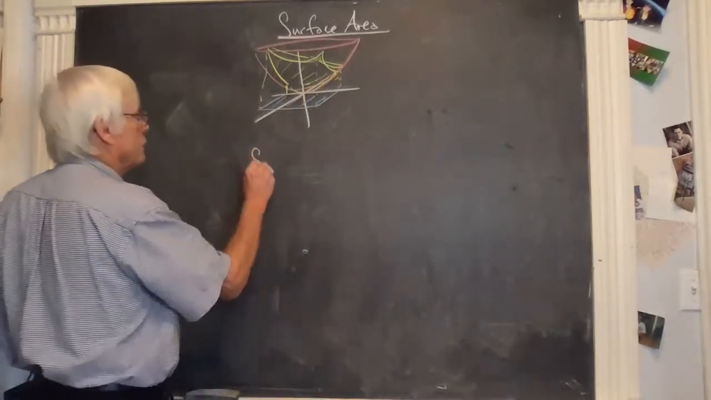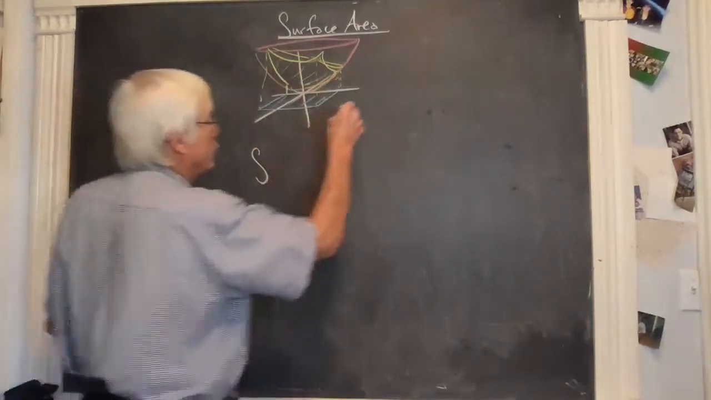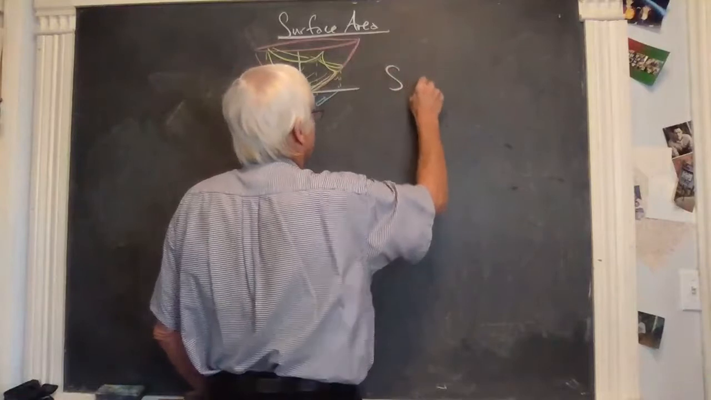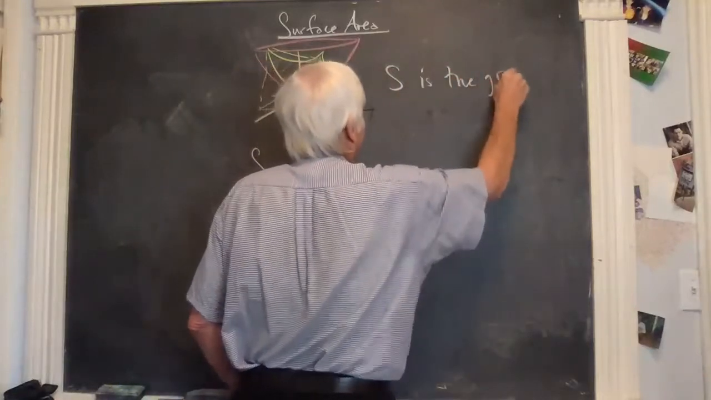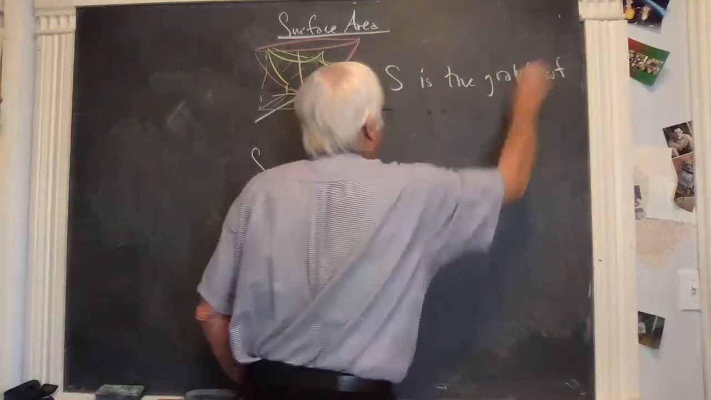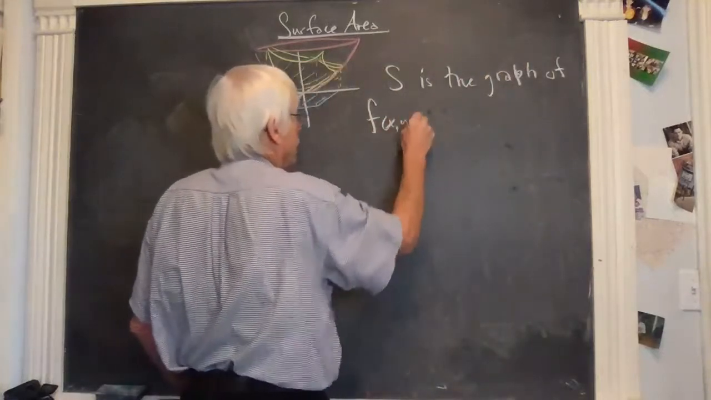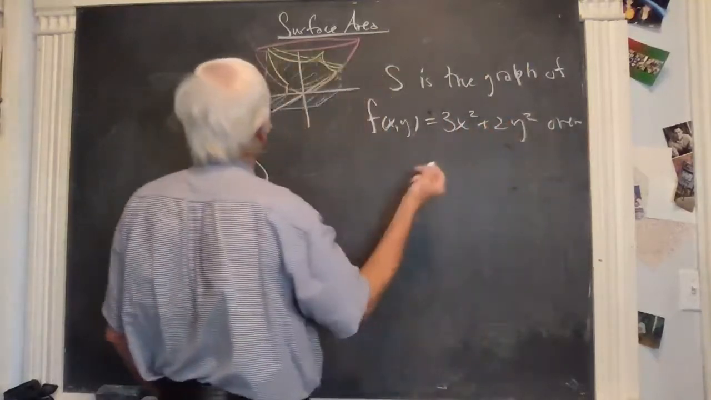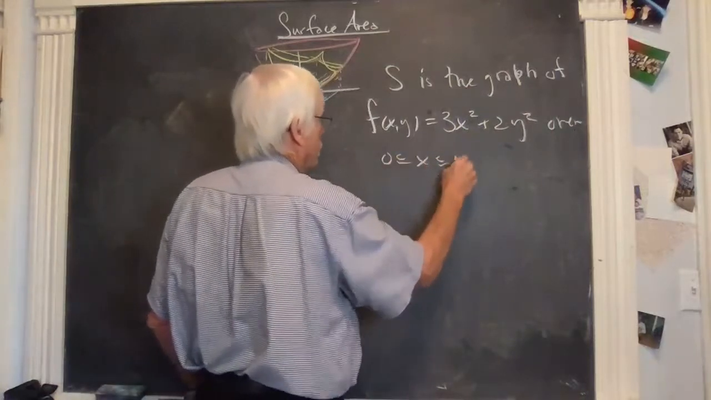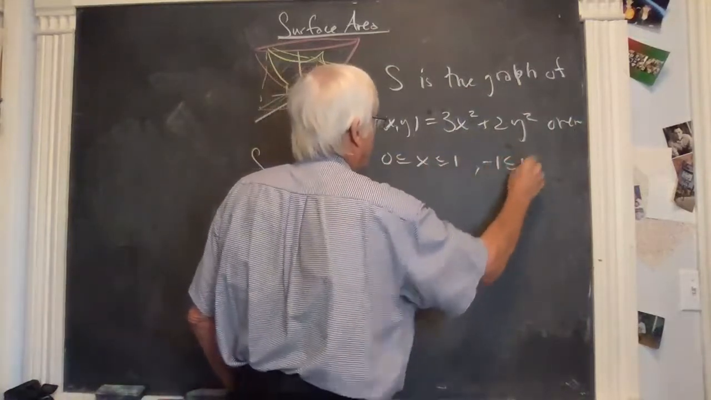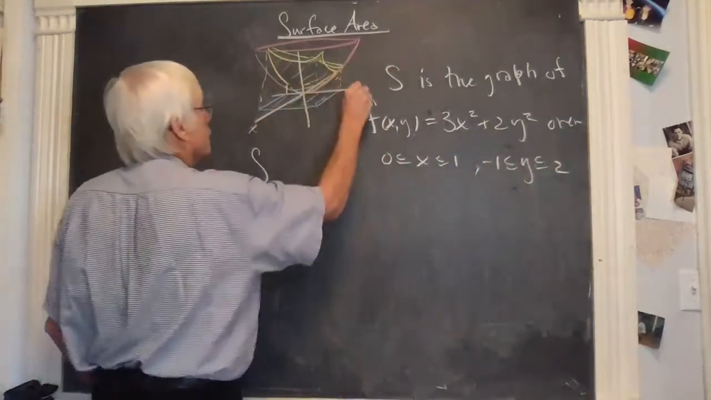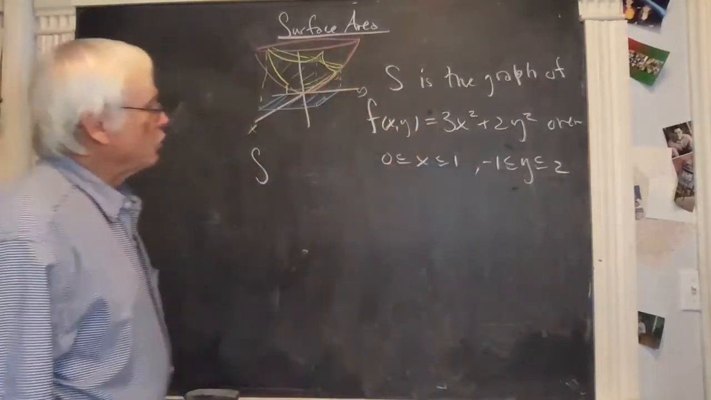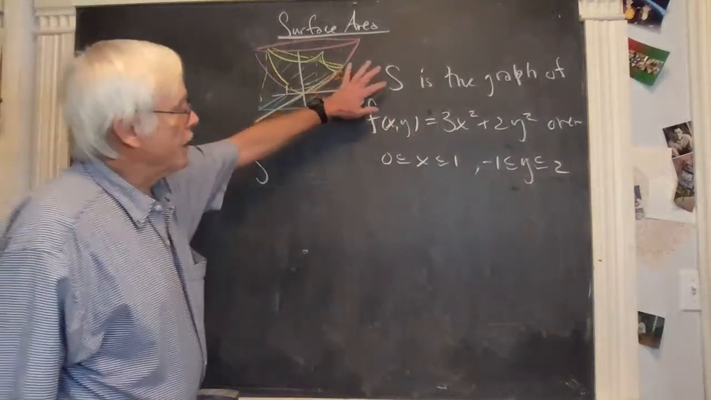Well, the surface area of this surface S that I defined here, maybe we should say that S is the graph of a function f of x and y equals, let's see, 3x squared plus 2y squared over, let's say, 0 less than or equal to x less than or equal to 1, and minus 1 less than or equal to y less than or equal to 2. Kind of correspond with what I've got. So we've got an elliptic paraboloid lying over this rectangle. We want to know what the area of S is.